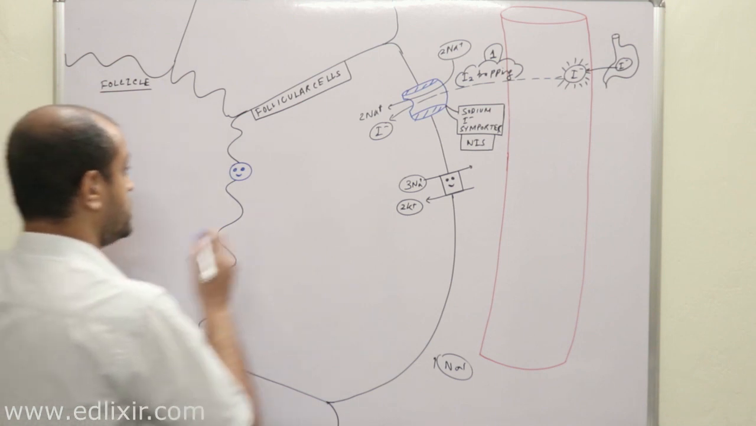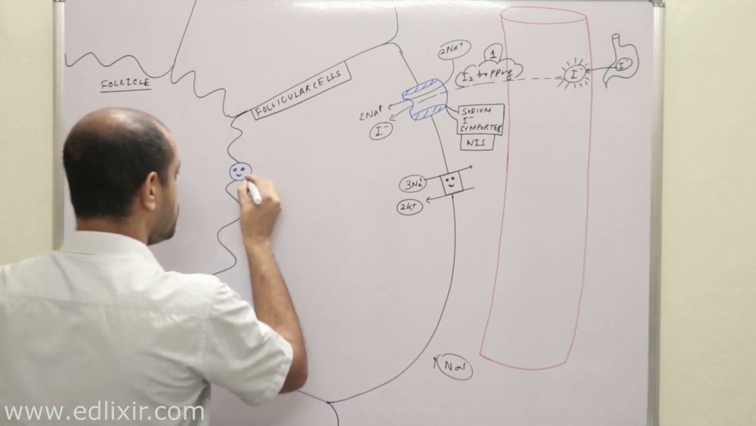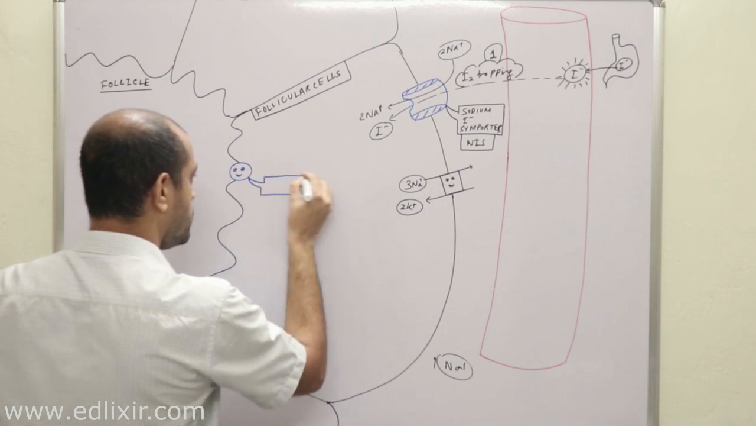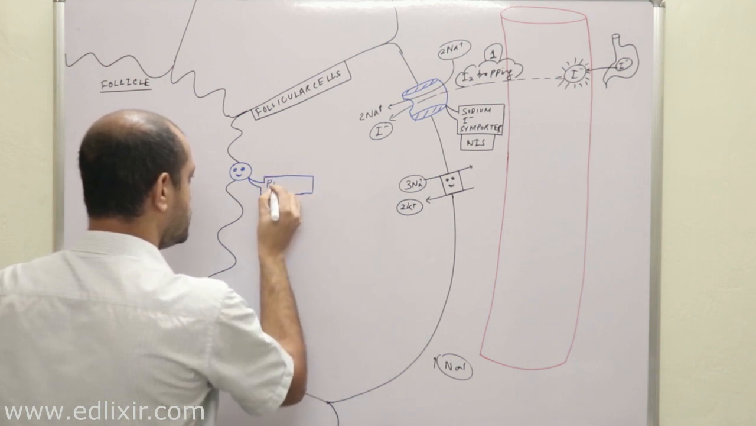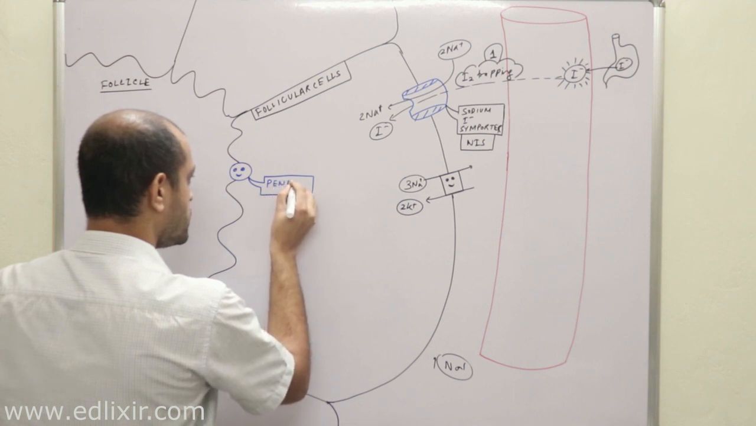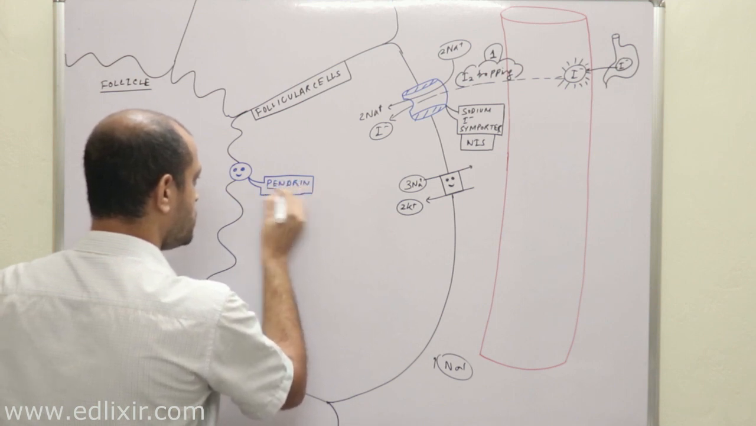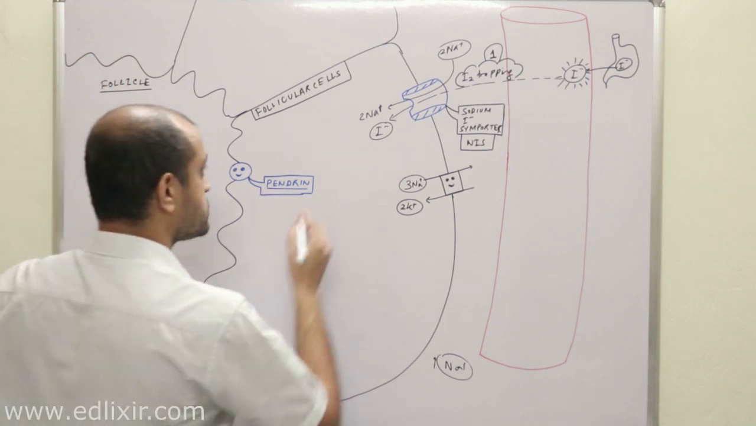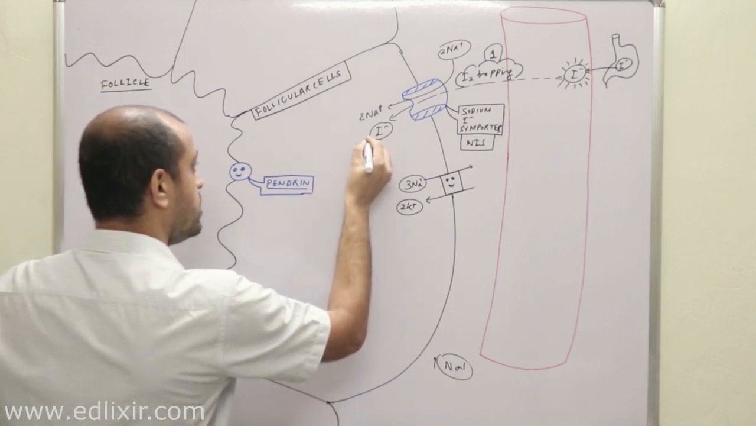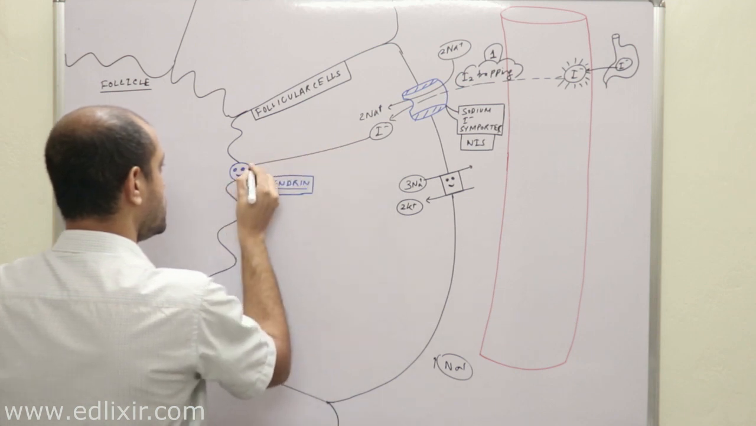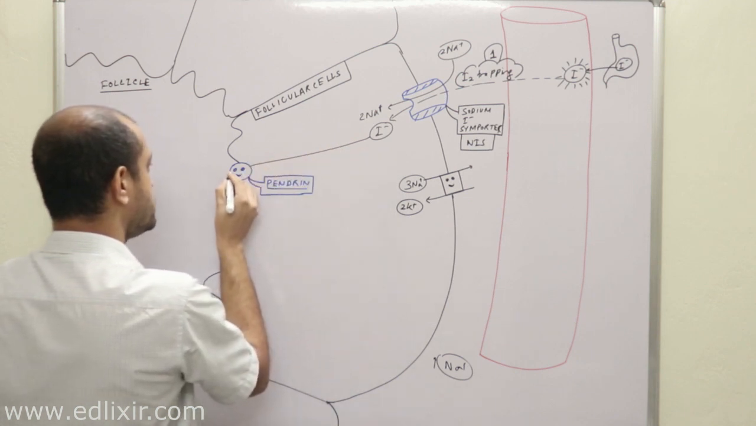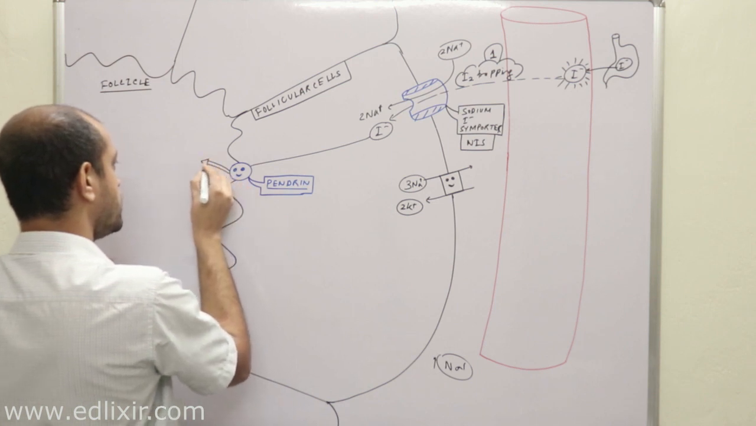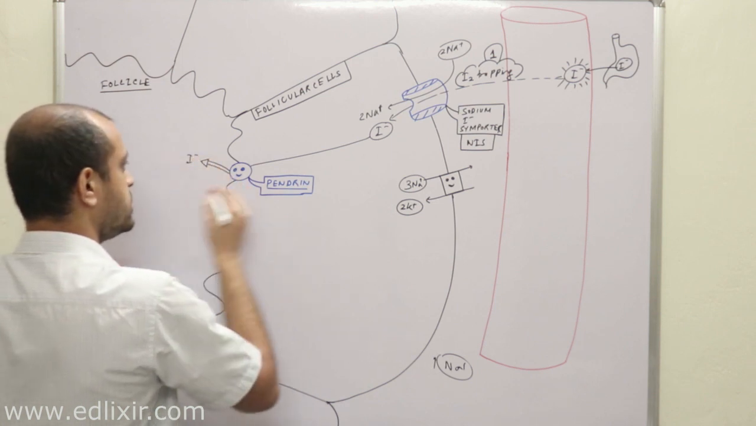Now this protein is known by the name of pendrin. Now what is the role of pendrin? Pendrin actually transfers iodide into the follicular lumen. Clear?